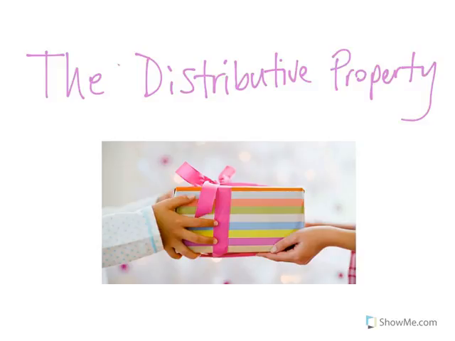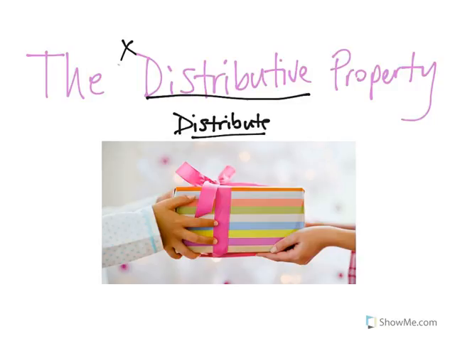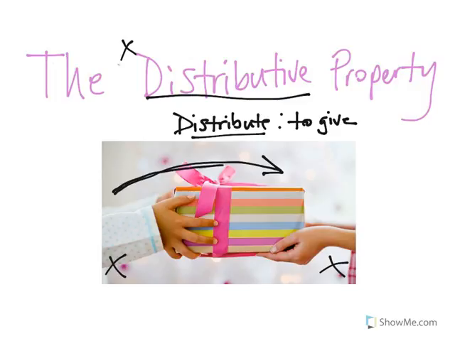This video explains the distributive property. Let's look at the word distributive. Distributive comes from the word distribute, and that means to give. In the picture below, this person is giving a gift to this person. We could also say that this person is distributing a gift to the other person.